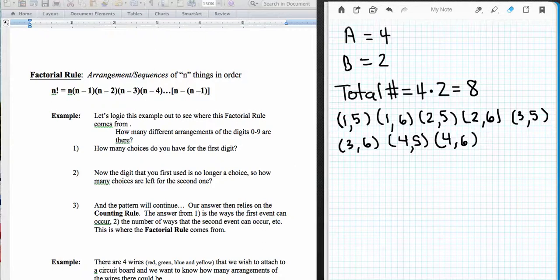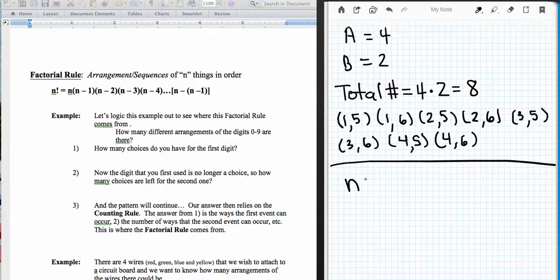And again, this is just the event 1 has all these chances, and then event B, the second event, has one less chance, and then the next event has one less chance than the one before, and so on and so forth. And that's the idea of factorial. So when you look at factorials, you are actually doing the counting rule. You're just multiplying the number of outcomes, but there's diminishing returns, so to speak, here.